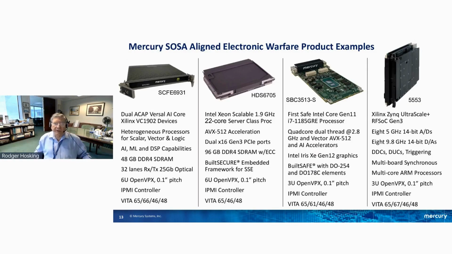So here are 4 different products from Mercury that exemplify some of this technology that we've talked about in actual products that are available today. The first one on the left is a dual ACAP Versal AI Core Xilinx device that we talked about before, again with AI, ML, and DSP capabilities. This is a 6U board and a 1-inch pitch.